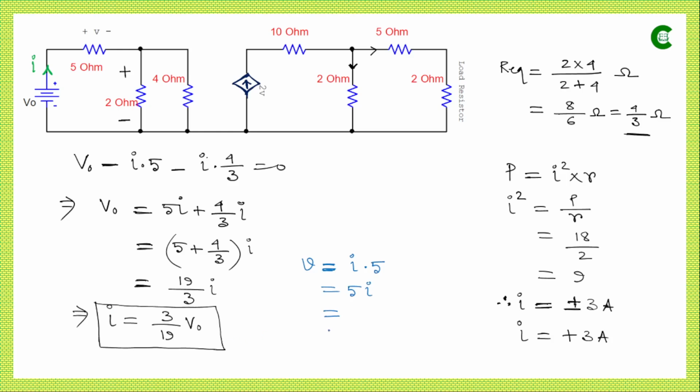And what is I in terms of V naught, that we have just now derived? That is 3 upon 19 into V naught. So it will be 5 multiplied by 3 upon 19 and then V naught. So finally it will be 15 upon 19 multiplied by V naught. So this is the relationship between this small v and this V naught, and small v is very important because this is the value on which the value of this current source depends.